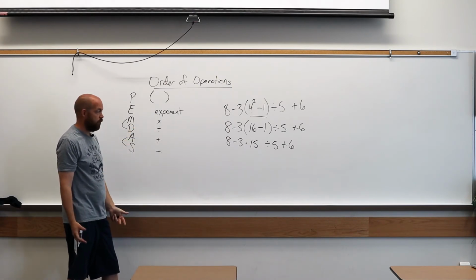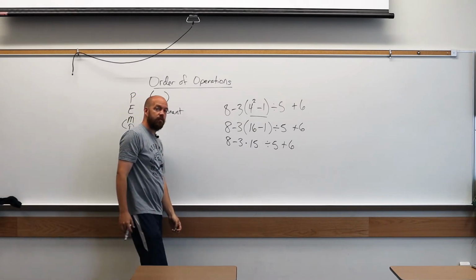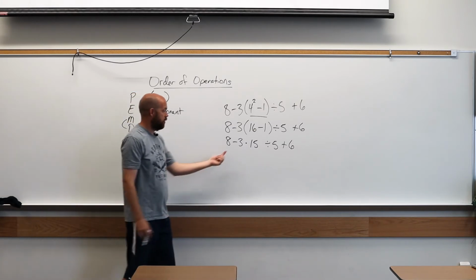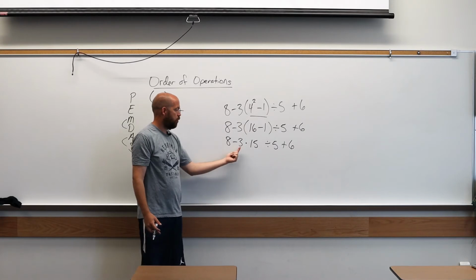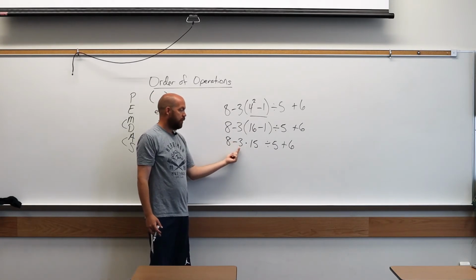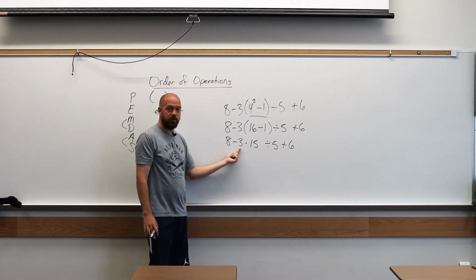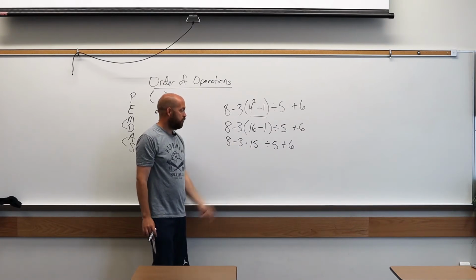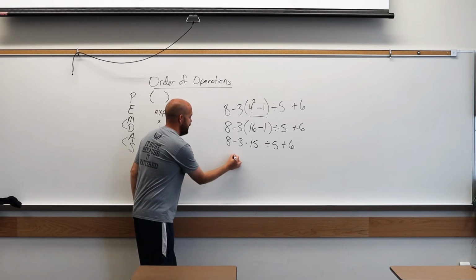Usually we would go left to right. Sometimes it makes a little more sense to start somewhere else. But in this case, if I just held the form, I have the 3 times the 15. Technically it's negative 3, but I'm okay to treat that as a subtraction sign and deal with that in a moment. 3 times 15 is 45.